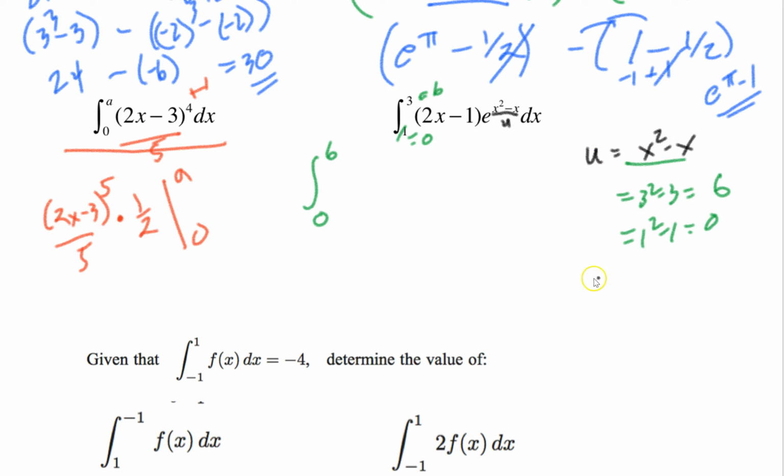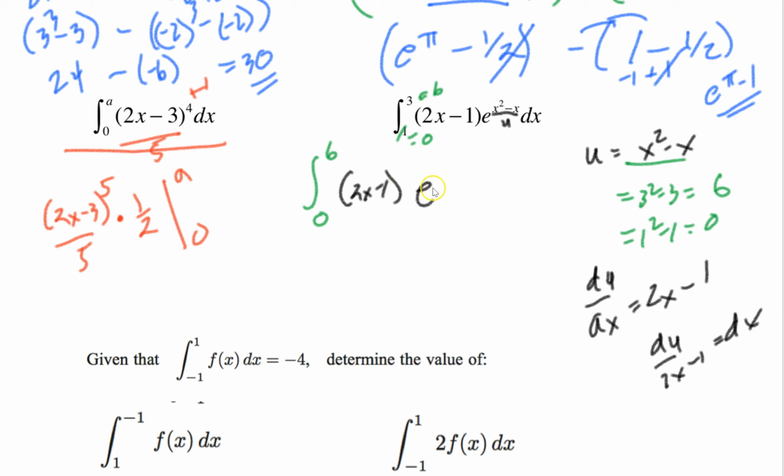So that's my u. My du/dx, take the derivative of both sides, would be 2x minus 1. Move stuff around. Try to get dx by itself: du over 2x minus 1 equals dx. So plug that in: (2x minus 1) e to the u times du over (2x minus 1). These cancel. I'm going to integrate e to the u, which is going to be e to the u. And then we're going from 0 to 6.